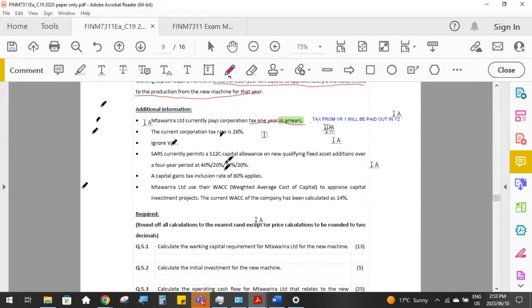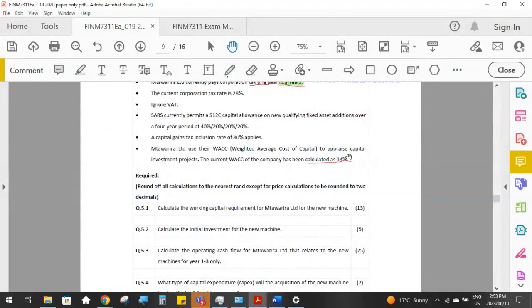Corporate tax rate, ignore VAT. Capital allowance is going to be 40, 20, 20, 20. Capital gains is 80% inclusion rate. The company uses their WACC to appraise capital investment projects, and their WACC is currently 14%. Remember, we always use the WACC when we are going to work out the present value of cash flows generated by any of our projects.